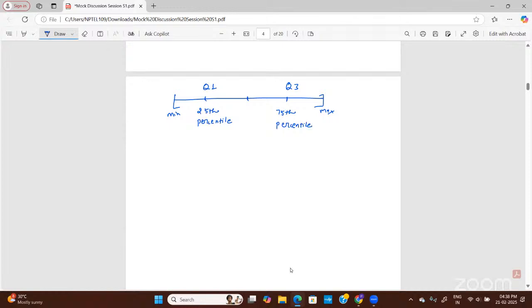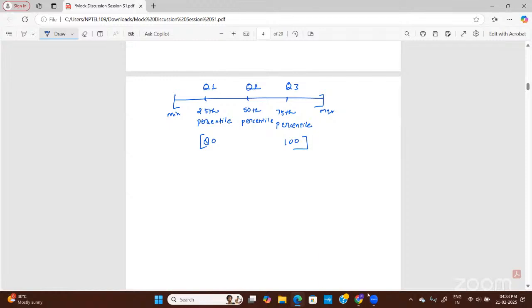Right? And what is the median? The 50th percentile. Okay, so the median is the 50th percentile. And it is also the second quartile, right? Yeah, Q2. So now it is given that Q1 is 80 and Q3 is 100. Okay, so it will lie in the interval 80 to 100 only.